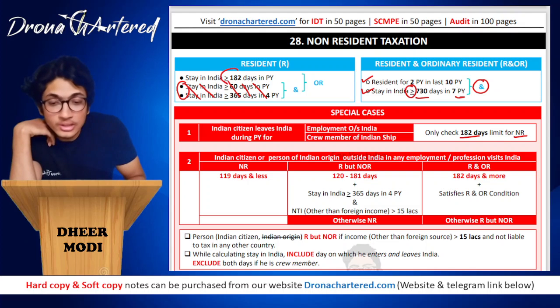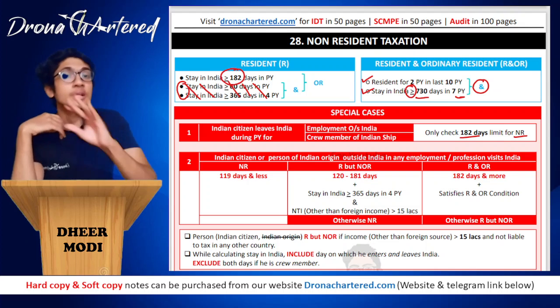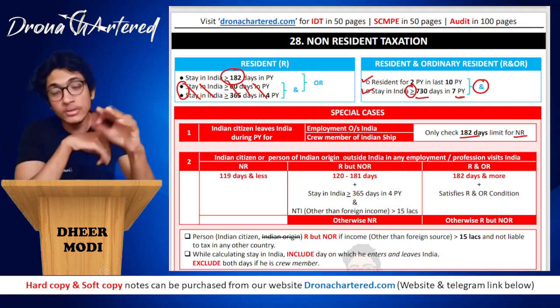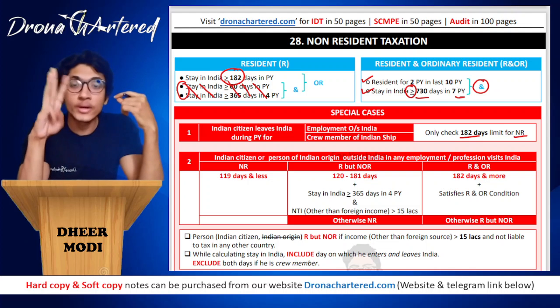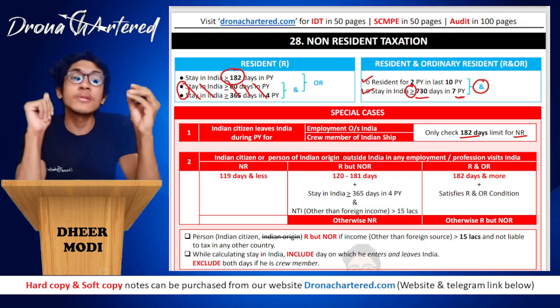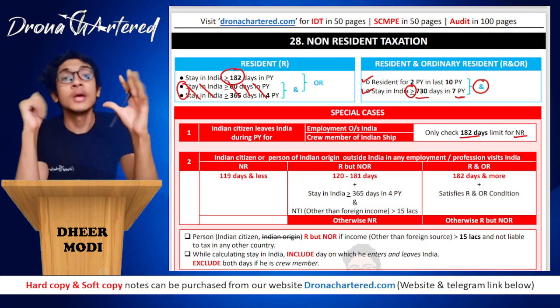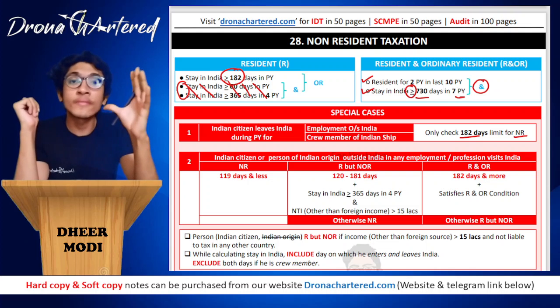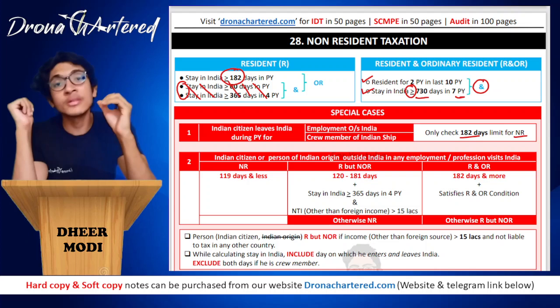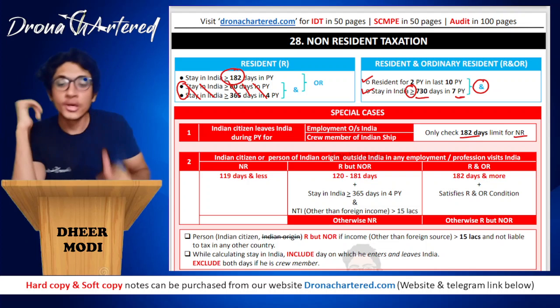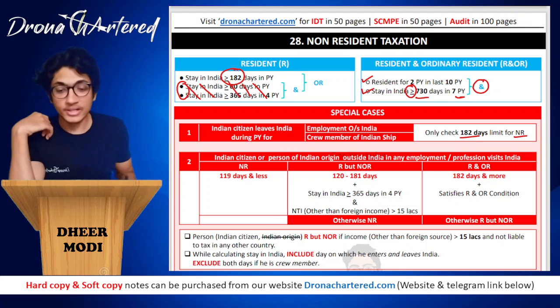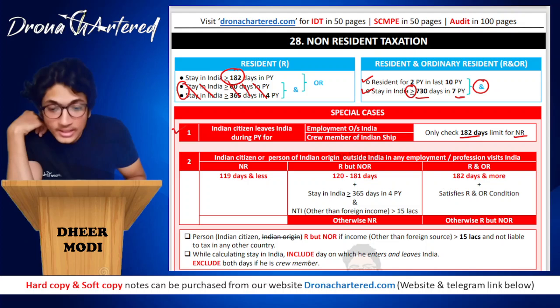Only and only check this 182 days. Both of these conditions will not be affected. So you have to ignore your conditions 2 and 3. That means to check if he is a resident, only and only check whether he stayed in India for more than or equal to 182 days in the previous year. If he says no, then finish. You do not have to check these two conditions. This was your special case 1.